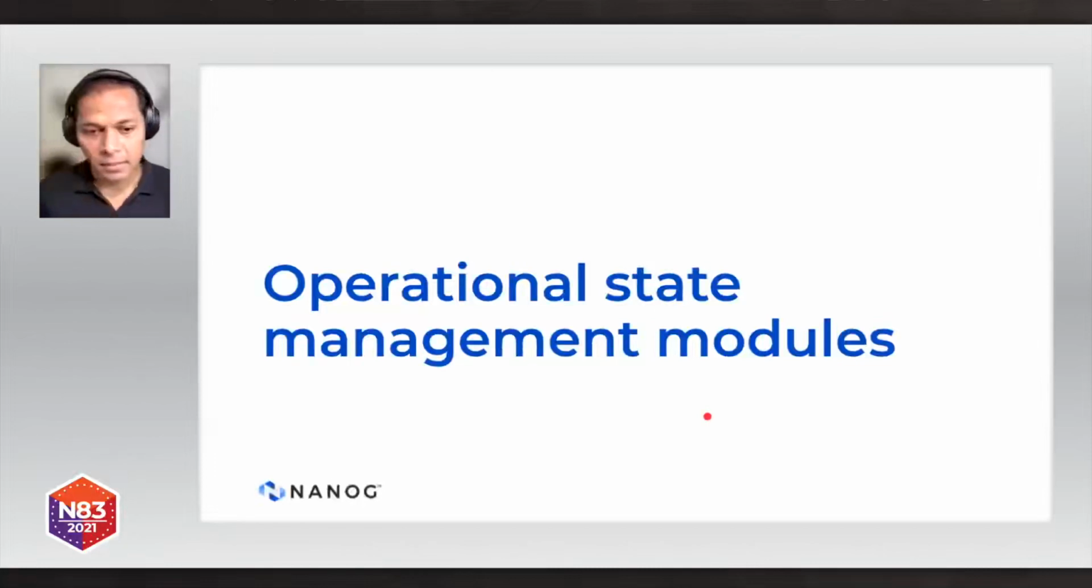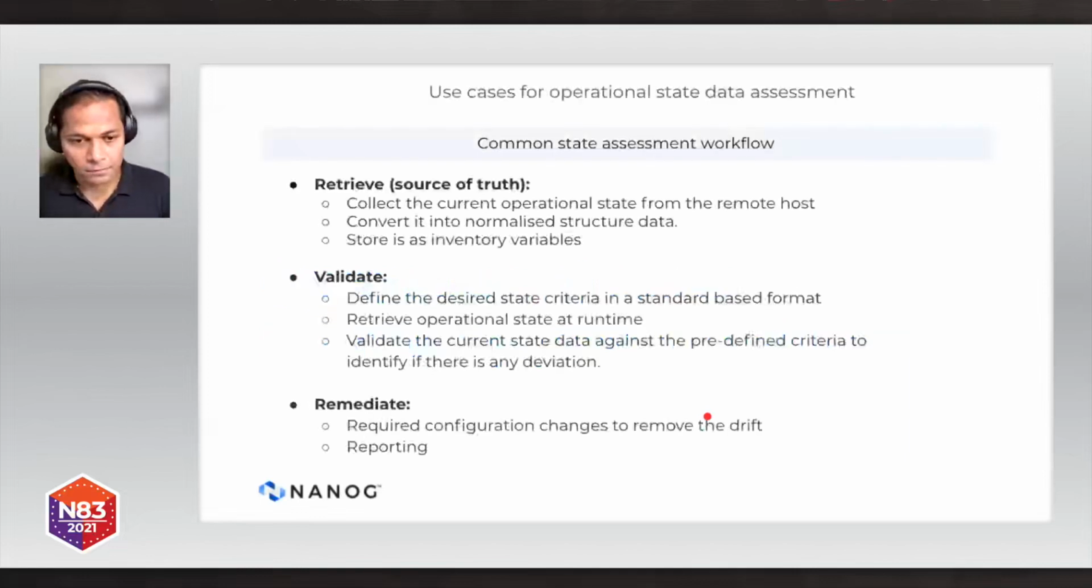So we talked about config state management, how we can do it using fundamental modules and resource modules. Now we'll move on to how operational state management can be done using Ansible modules. We'll first talk about the common operational state use cases. So the first one is retrieve the source of truth. Collect the current operational state from the remote host, convert it into normalized structured data, and store it as inventory variables to be used later on.